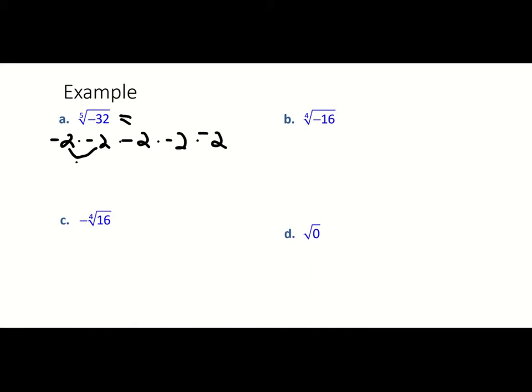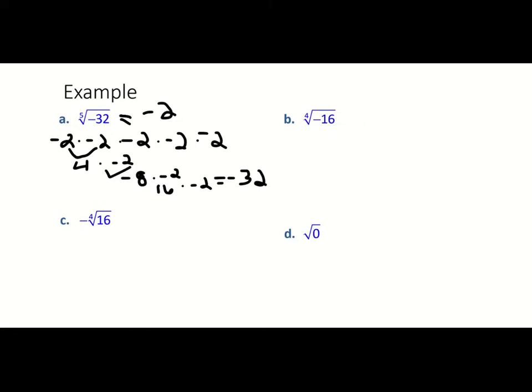Negative 2 times negative 2 gives me 4. 4 times negative 2 will give me negative 8. And then I'll do negative 8 times negative 2, which gives me 16, times another negative 2, the final one, which will give me negative 32. So here our answer is negative 2. The 5th root of negative 32 is negative 2.